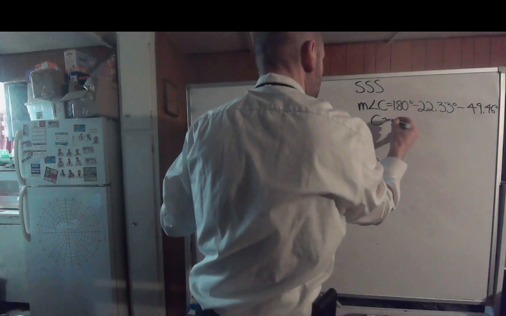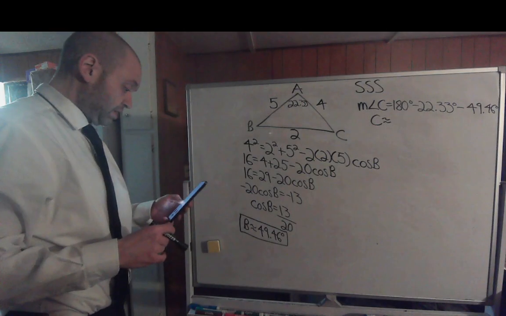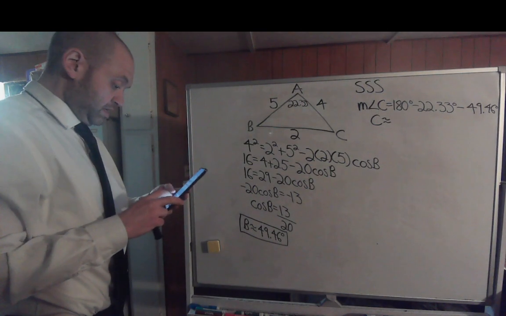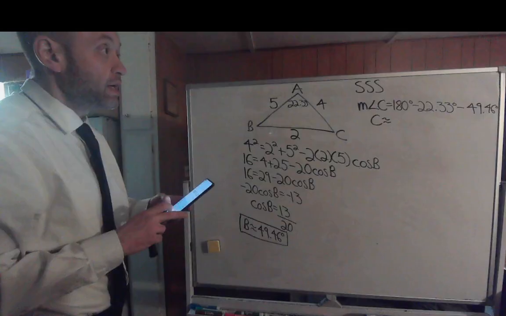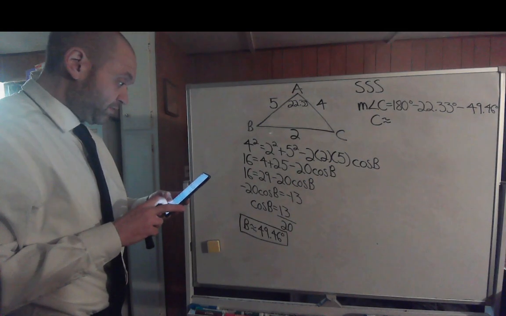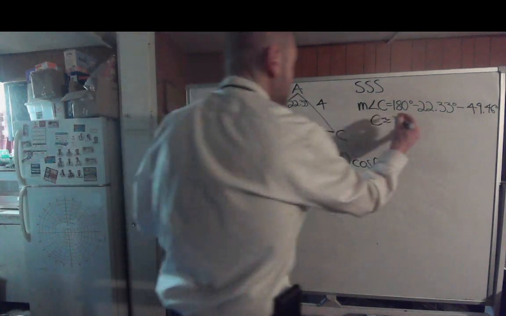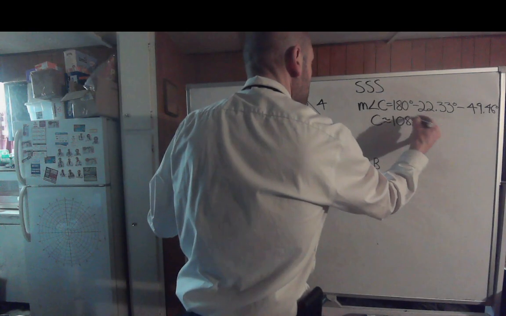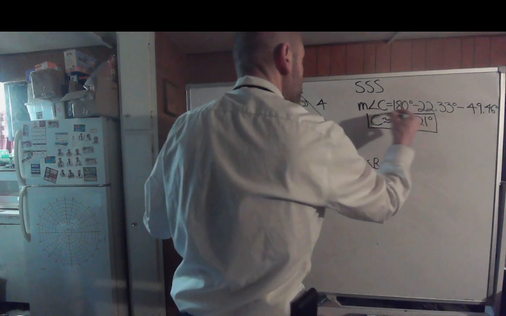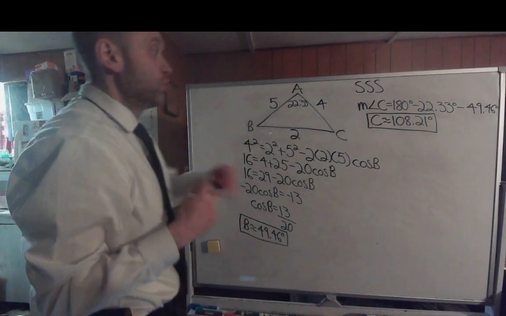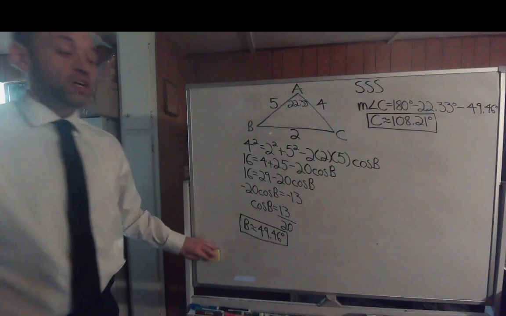So that means we'll get an approximation for C. So you'll have 180 minus 22.33 minus 49.46. You get about 108.21. So you get that angle C is going to be approximately 108.21 degrees. So that's it for the law of cosines.